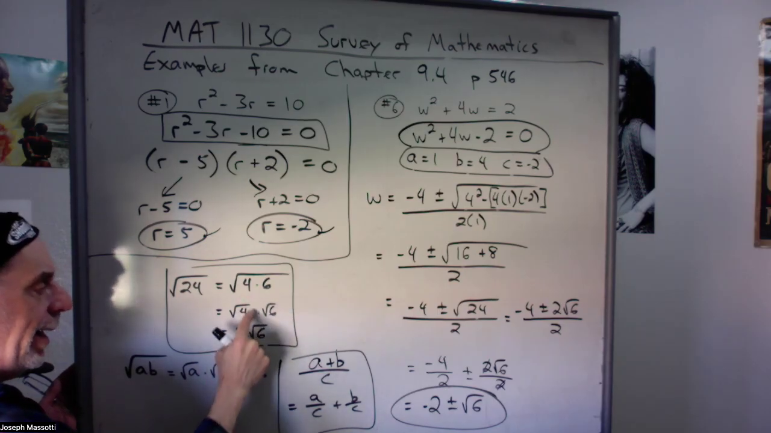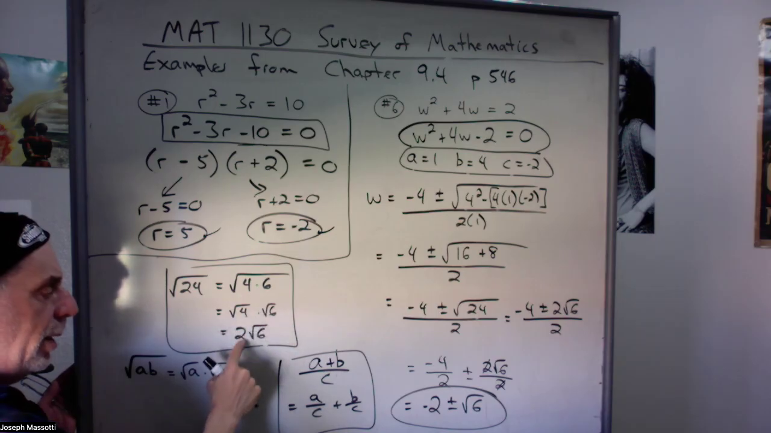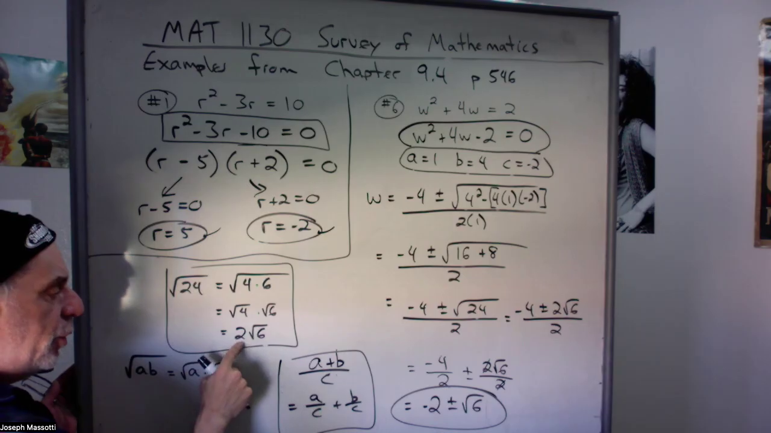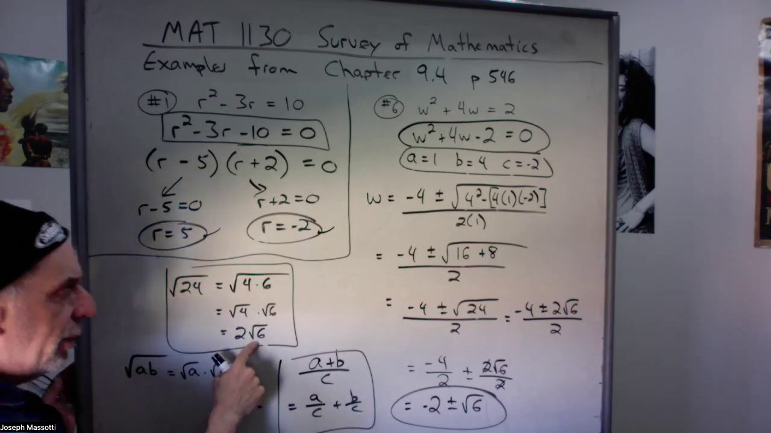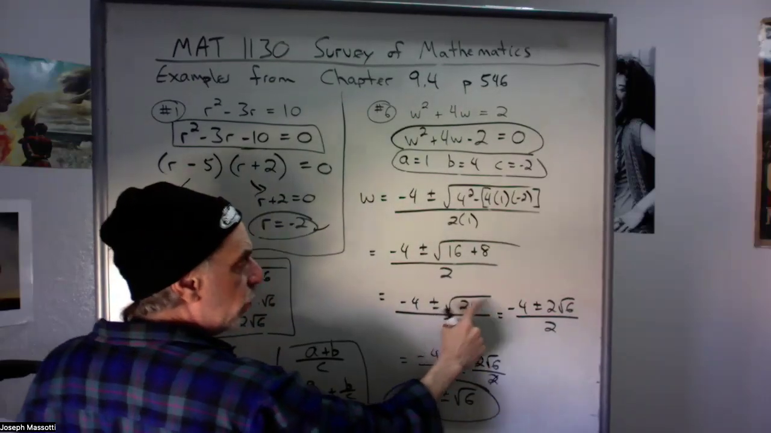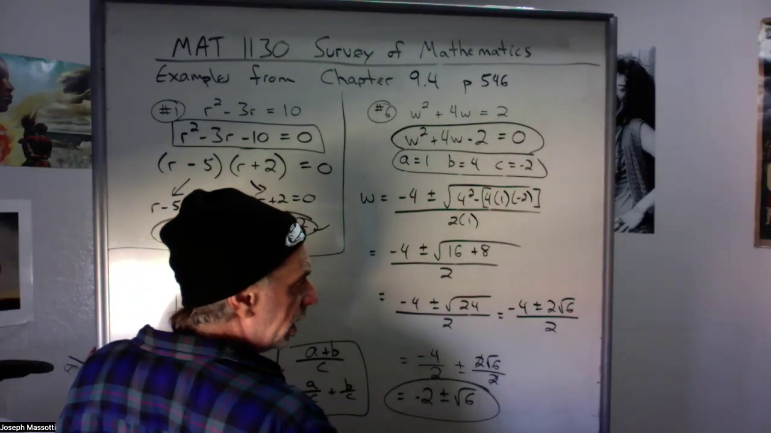And the reason I do that, again, is because the square root of 4 is 2. So I can rewrite the square root of 24 as 2 root 6. So that's what I'm doing here. Square root of 24 becomes 2 root 6.